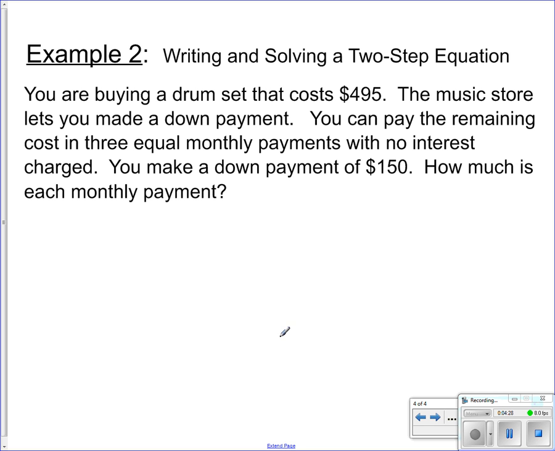In this case, we are buying a drum set that costs $495. That's our total cost. So I'm just going to put $495 over here, our total cost. I like that number on the right side, but you can put it on the left. So whatever we're doing is going to equal $495.